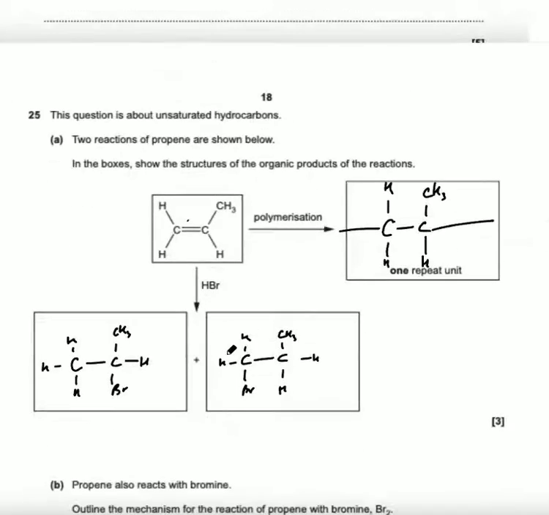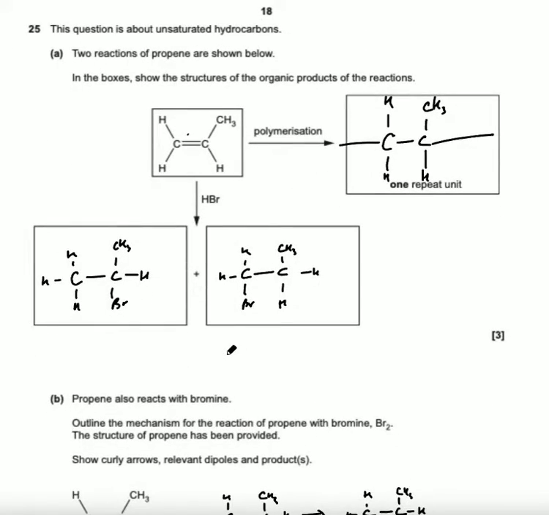And that's it. So this question is about unsaturated hydrocarbons. 2 reactions of propene are shown below. In the boxes, show the structures of the organic products of the reaction. Okay, so this is what we have, and it's going to undergo polymerization. So what you do here is you simply break the double bond, that's it.